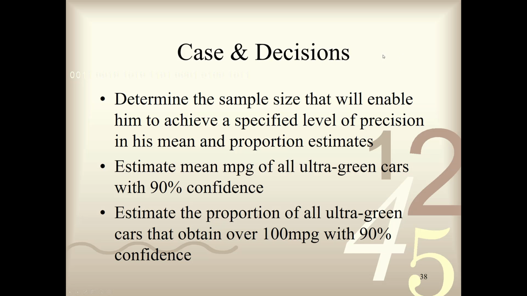Okay, so just talking about the chapter case and some decisions. Determine the sample size that will enable him to achieve a specified level of precision in his mean and proportion estimates. That was for the green cars example case at the beginning of the chapter. You can estimate the mean miles per gallon of all ultra-green cars with 90% confidence. Estimate the proportion of all ultra-green cars that obtain over 100 miles per gallon with 90% confidence. So those are the types of decisions that can come from the material in Chapter 8.